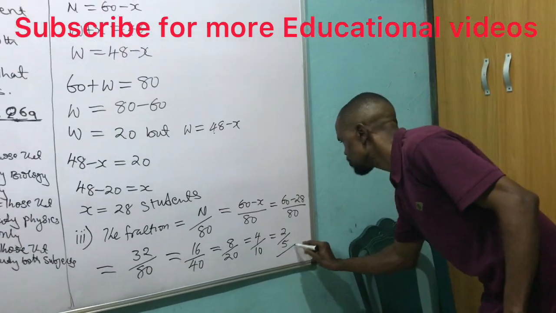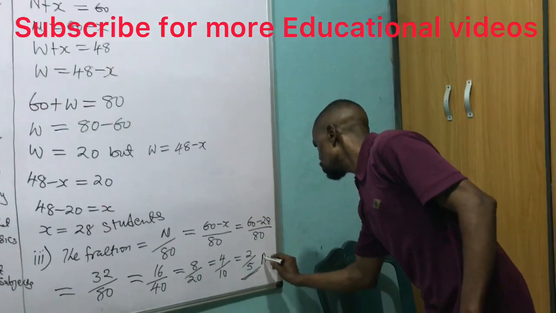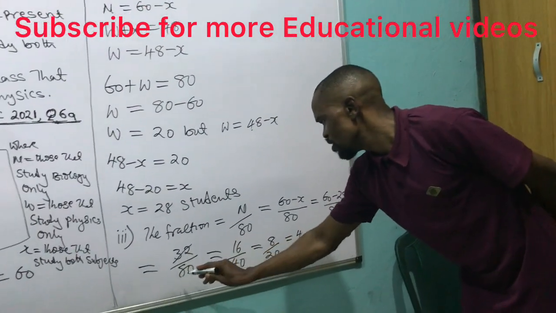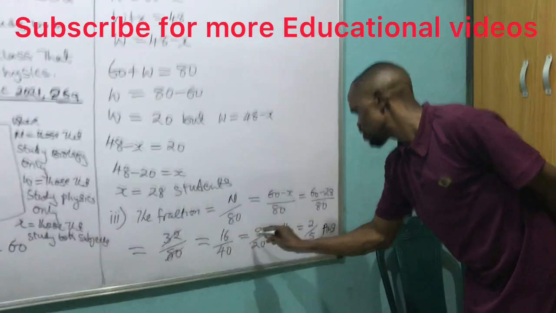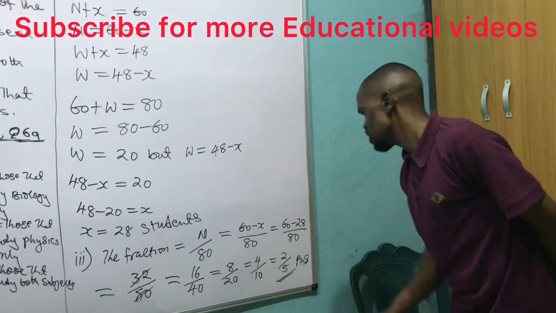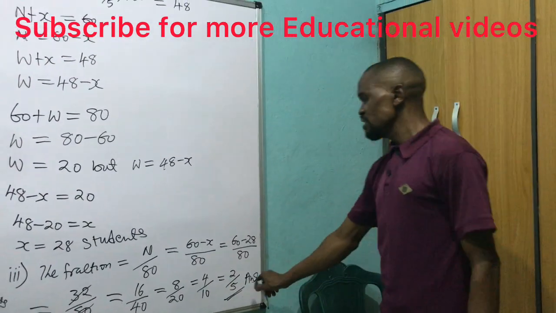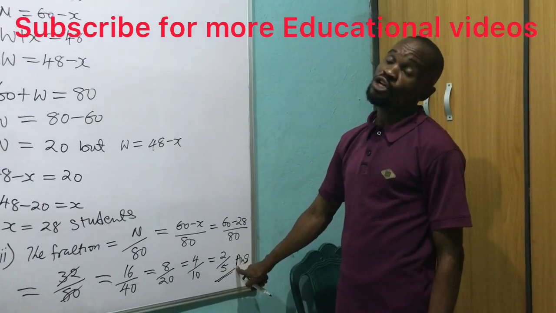Therefore, the fraction that study only biology is 2 over 5. What did I do? 2 goes here, it gives me 16. 2 goes here, gives me 4. 2 goes into 16, 8. 2 goes into 40, 20. 2 goes into 4, 2. And into 10, 5. And this is the fraction that study only biology, but not physics.